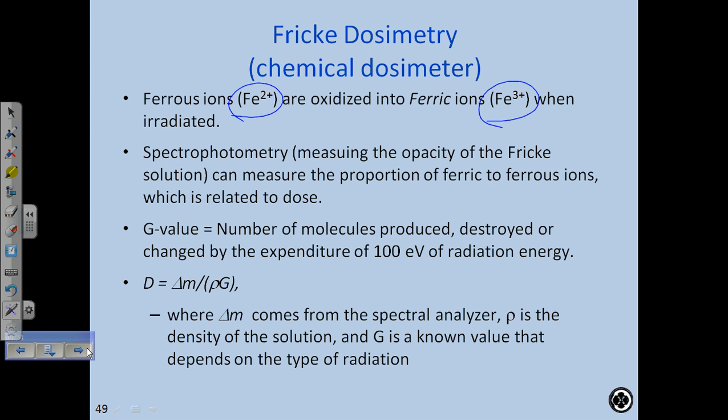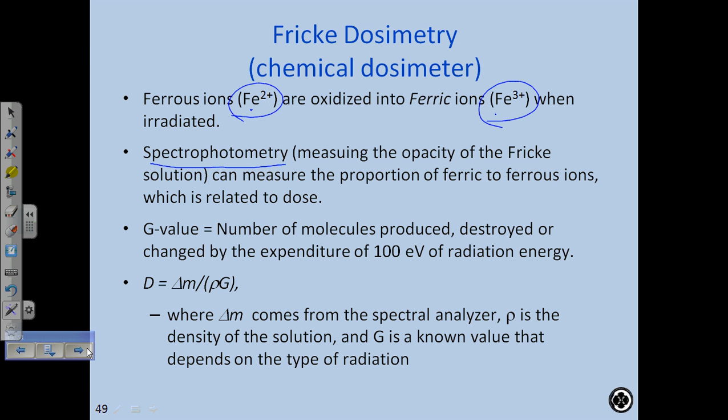The way you measure that is with spectrophotometry. Not everybody has one of those in their clinic. This is more of a research tool. Basically, spectrophotometry works by measuring the opacity, like optical density. You're measuring the opacity of the solution, and the opacity depends on the proportion of 3 plus to 2 plus. So there's this thing called the G value.